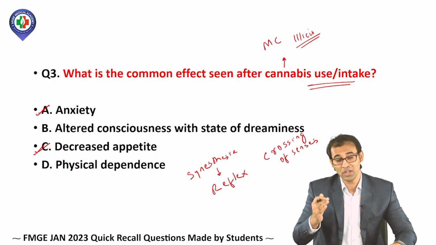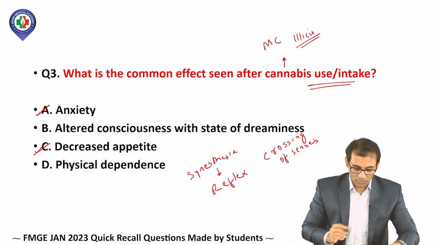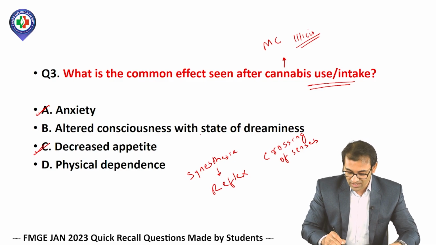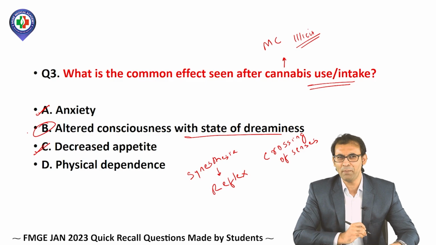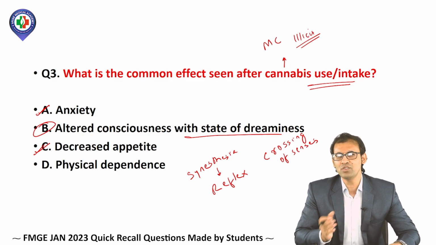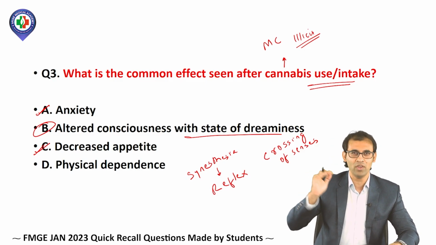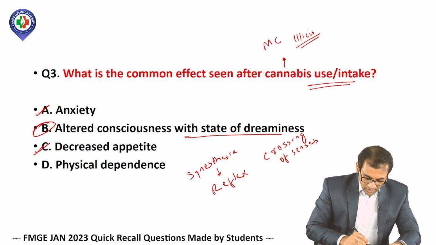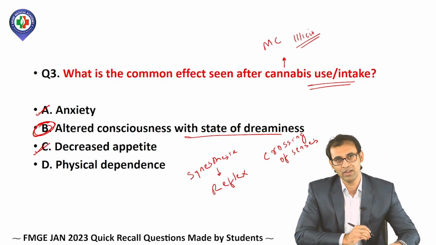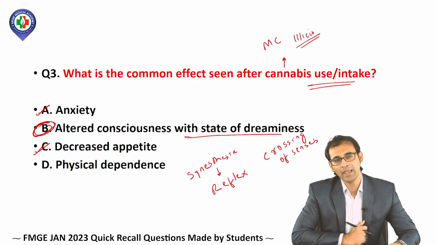Depersonalization, derealization, reflex hallucination. So basically, out of these four options, the best answer will be what? Altered consciousness with a state of dreaminess. What about option D, physical dependence? Earlier it was said that there is no physical dependence associated with cannabis, but now as per research, yes, physical dependence is seen, but after very, very long-term use. So out of these four, the answer will be altered consciousness with a state of dreaminess. Yes, this can be seen after intake of cannabis.